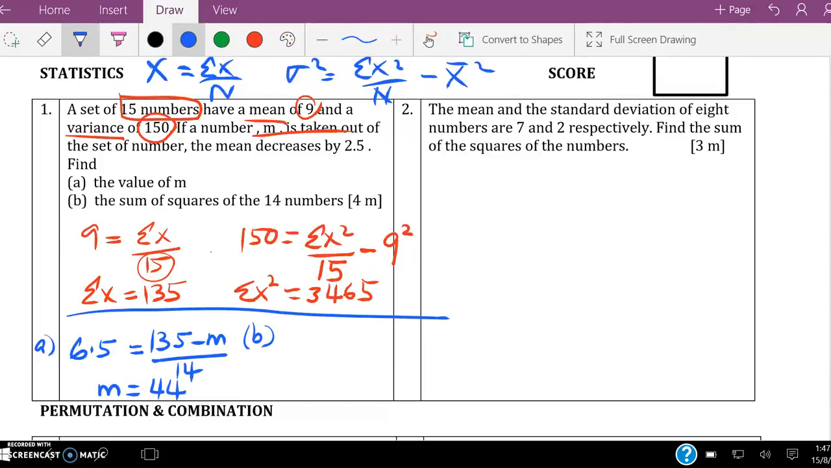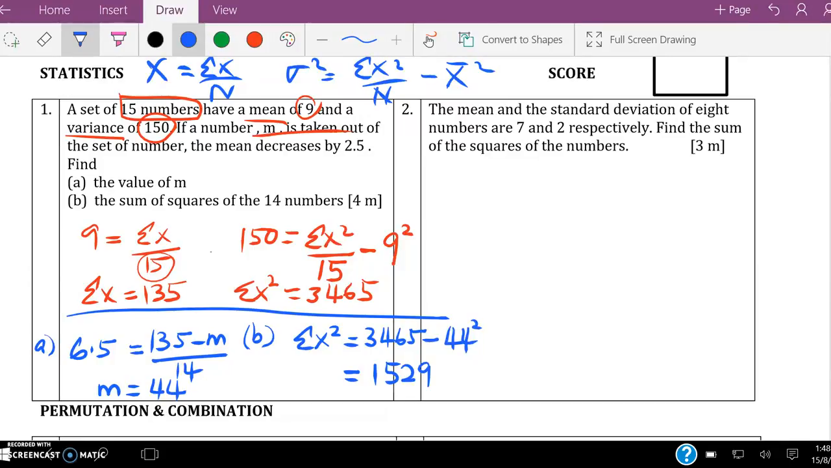For question B, they want to find the sum of squares of the 14 numbers. What we have to do now is that the new sum of the squares of the 14 numbers must be the original minus 44 squared. So 3465 minus 44 squared. It's 1529. So let's continue with number 2 now.